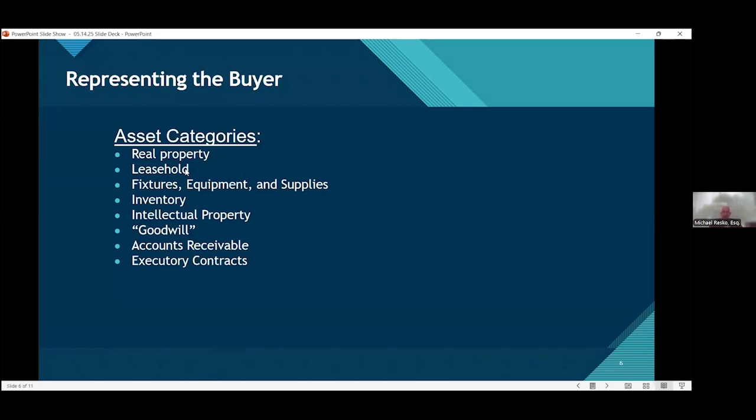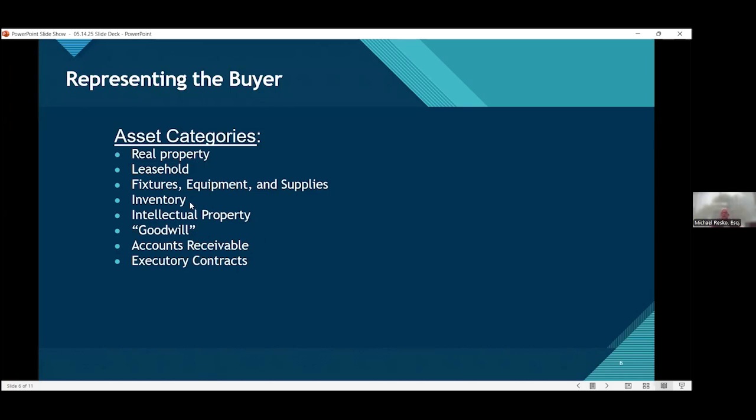Leasehold, obviously, inspect the lease. Fixtures, equipment, and supplies, if those need to be physically inspected or value appraised, anything of that sort. Intellectual property, you want to make sure that your seller actually owns what it is that they are going to sell. Goodwill is the ongoing, we could describe it as basically the revenue stream, but it's the ongoing existence of the business at its present location, typically, right?